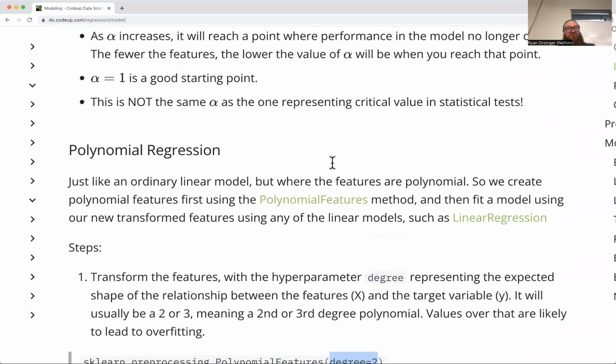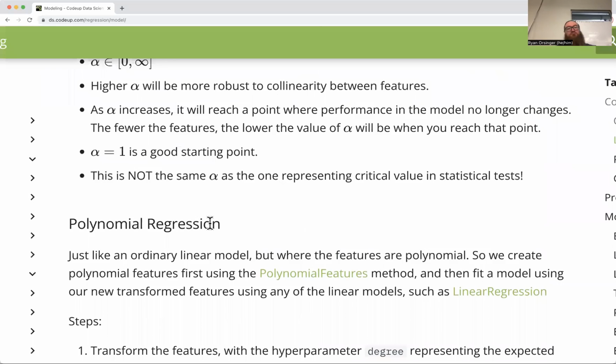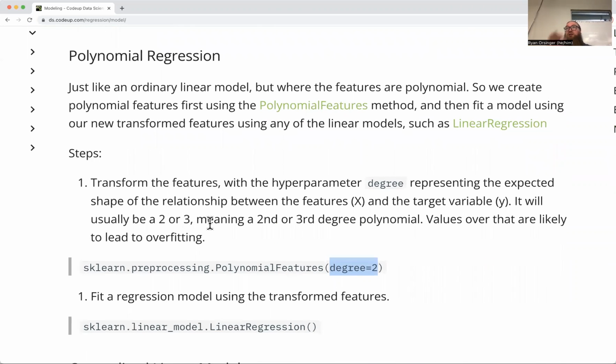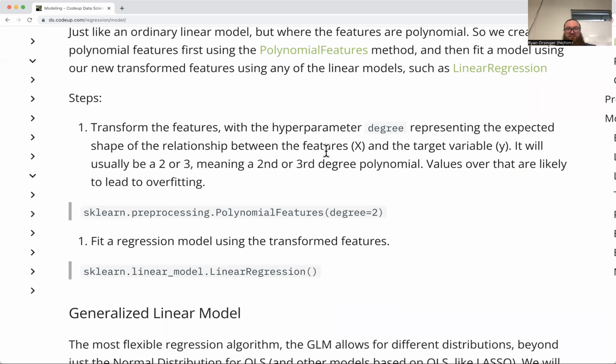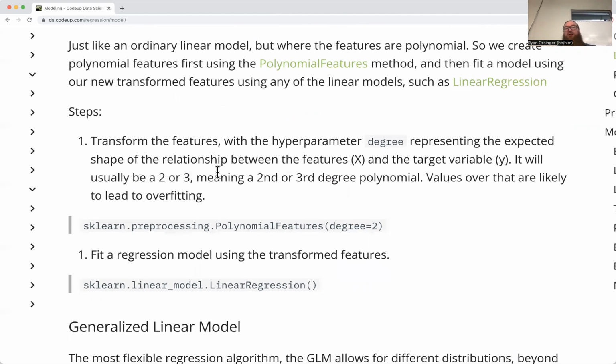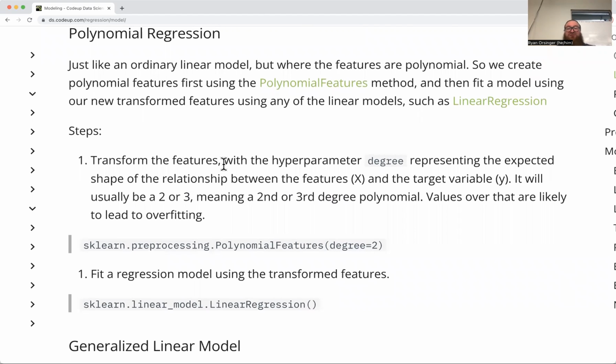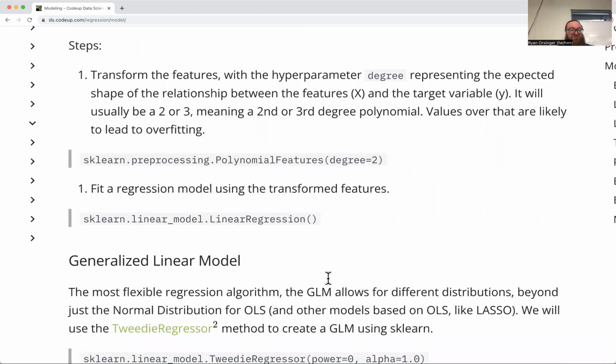Okay, so use a polynomial if you've got a curvy line, and depending on the identifiable number of curves, that's your degree. If you can't make your mind up, or if you're not sure, set it to one below and one above, but not like 20. If you are doing a polynomial regression, we do have to transform our features, and we will fit a regression model using the transformed features.